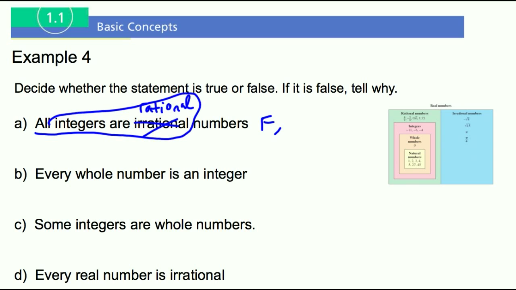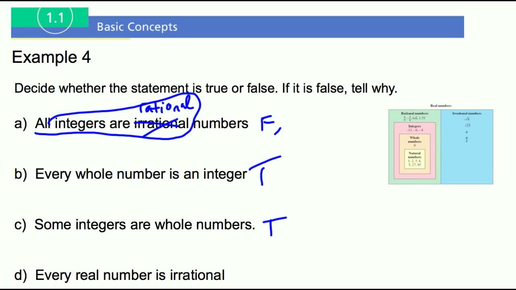Every whole number is an integer. Well, of course, because the whole number is encompassed within the integer. So, true. Some integers are whole numbers. Well, yeah, because the integers are -1, -2, -3, 0, and 1, 2, 3, 4, 5. So some of the integers, which happen to be 0, 1, 2, 3, 4, 5, are part of the whole numbers. So, true. But not all of them. If this said all, then it would be false.